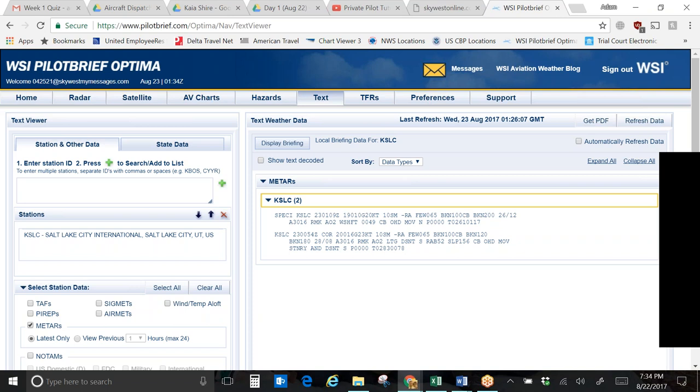That next one was the previous METAR. You can see that one for Salt Lake was a SPECI, right? Let's see if we can figure out what the reason of that was. Yeah, it looks like the wind shift. Yeah, because that's really the biggest thing that changed.